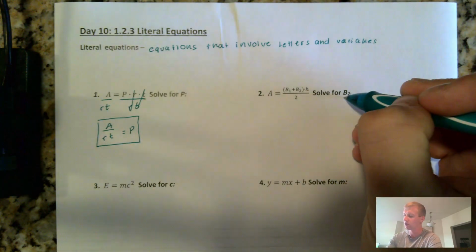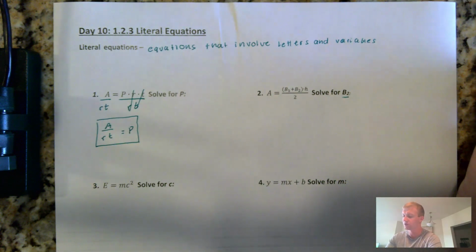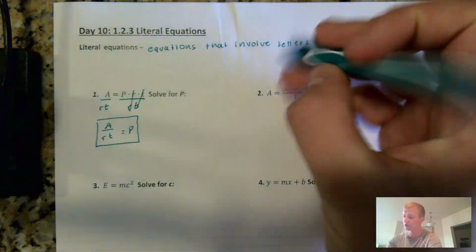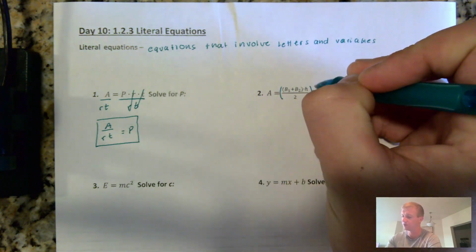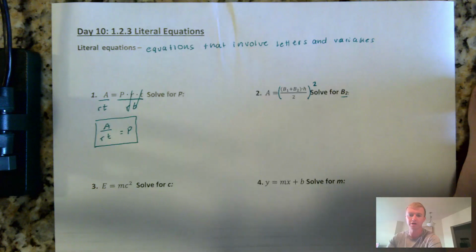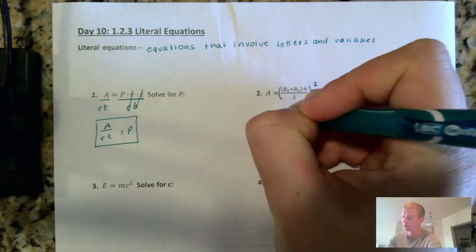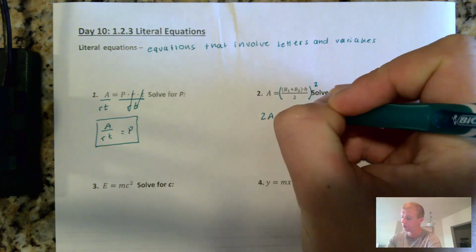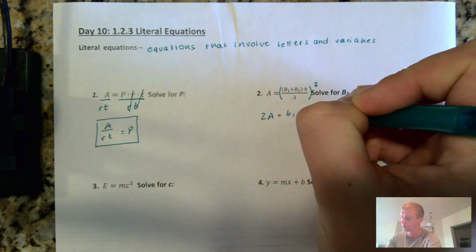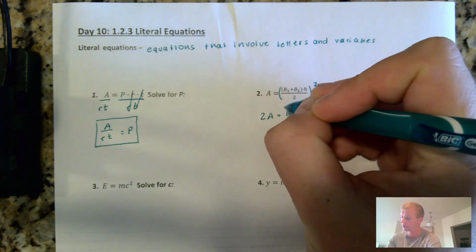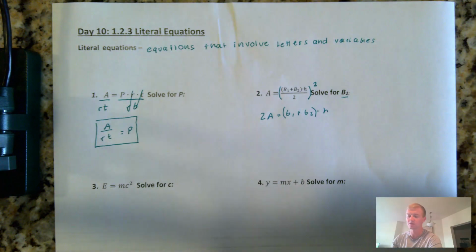All right, so the next one, we're going to solve for B2 here. This is the same one that we actually solved in our toolkit, if you recall. We'll make this one a little bit quicker. Since it's being divided by 2, we're going to multiply by 2 there. We get 2A is equal to B1 plus B2 multiplied by the height. Remember, how it's written doesn't really matter. It's the operations that matter and how we can undo those things.